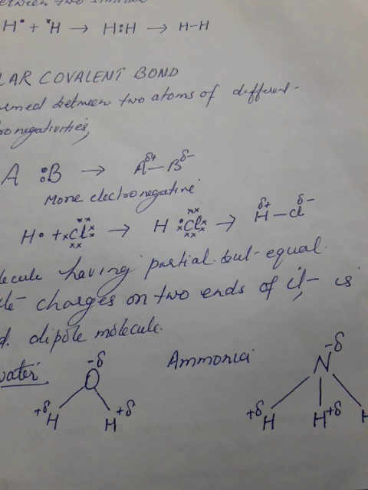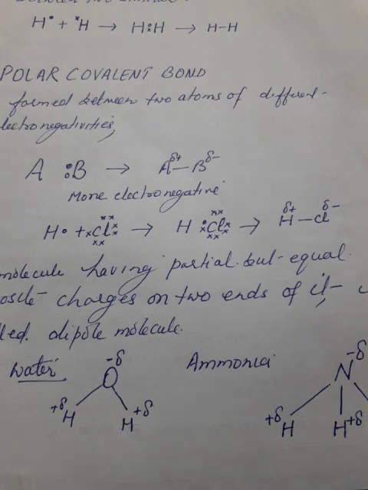When a covalent bond is formed between two similar atoms, as in the case of hydrogen, you can see the structure of hydrogen. The pull of the two atoms on the shared pair is equal, as both have equal electronegativity. So the shared pair lies just in the middle of the nuclei of the two atoms, and this bond will be known as a non-polar covalent bond.